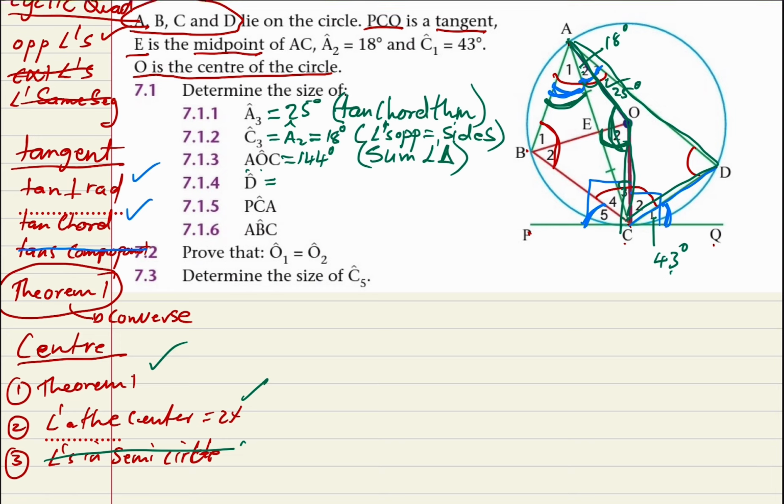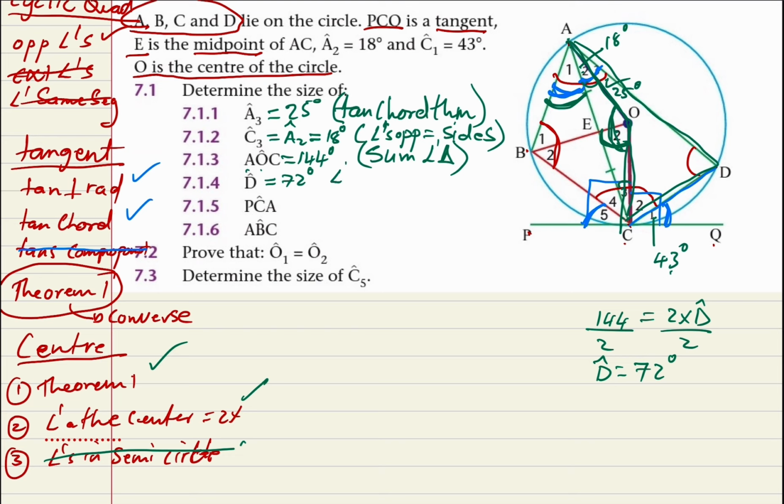Okay, so this one, it is what? This one, it is 100. So I'm going to say 144 is equals to 2 times D. Since I'm looking for D, I'll divide by 2, divide by 2. Then angle D is equals to, what is 144 divided by 2? It is 72 degrees. So that means D, it is 72 degrees.